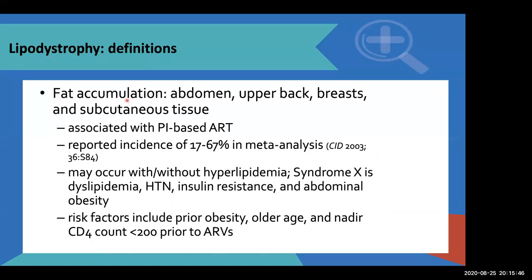You've got fat accumulation, which we call lipohypertrophy, right? So the patient is gaining fat in certain areas of their body. Generally, it's central obesity where the abdomen, the upper back, and the breast gain fat. But when you look at their limbs, the hands and the legs, you find that they are thin. So if you think of Humpty Dumpty, when we grew up, he was more obese centrally with a thinning of the limbs.